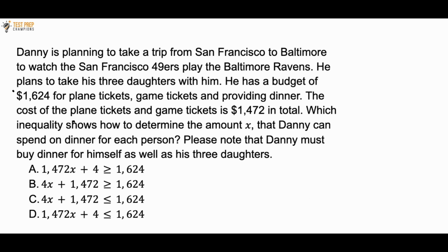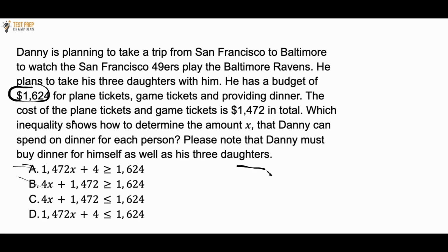So the first thing that I want to draw your attention to here is the budget, right? So the budget is $1,624. And he can't go over that budget, right? So the amount that he's going to spend on the plane tickets, game tickets, and dinner can't be more than $1,624. Now, it's okay if the amount that he spends is equal to $1,624. We just don't want to go over that. So I can actually take answer choices A and B out right away.